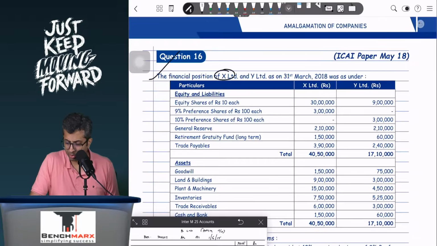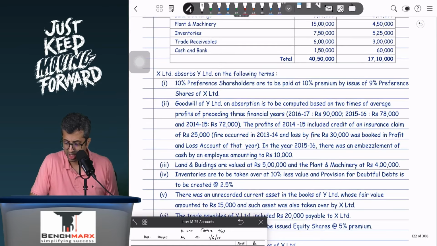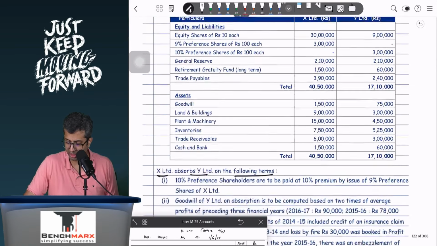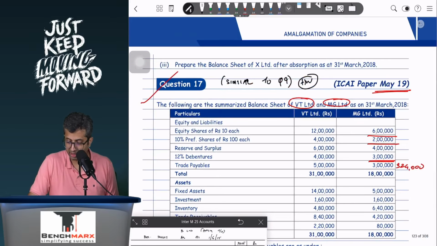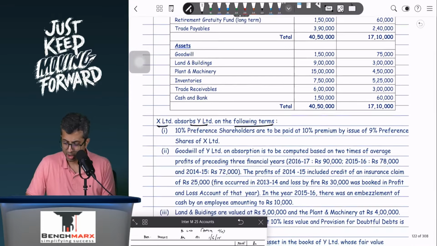The financial position of X and Y as on 31st March 18 was as under. So you have the balance sheet of X and Y. X absorbs Y on the following terms. Again, this is an exam question. X absorbs Y. Well, you have to prepare the realization account in the books of Y, journal entries in the books of X, who is the acquirer, and then balance sheet in the books of X after absorption as on 31st March 18. So let us look at this.